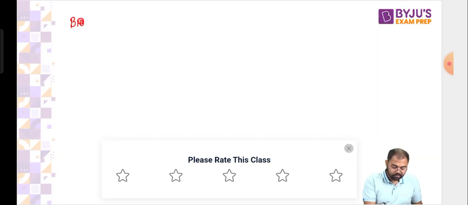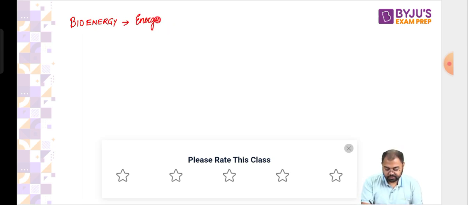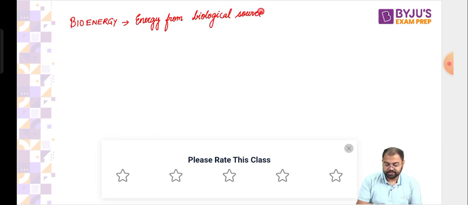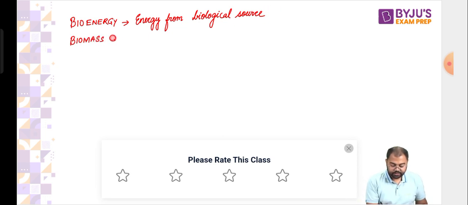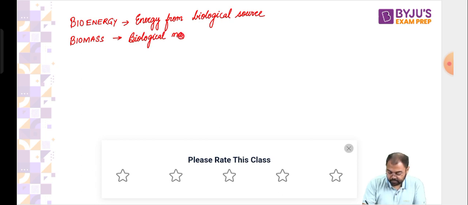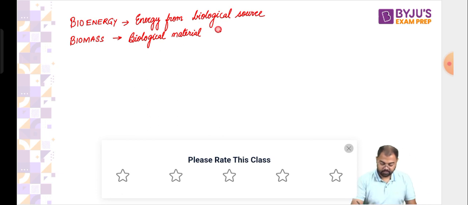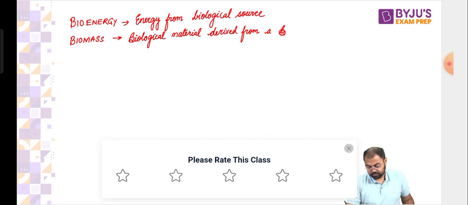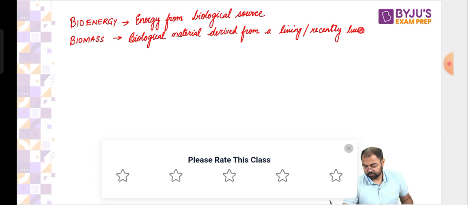So we have bioenergy, right? First of all, bioenergy is what? Bioenergy is nothing but energy from a biological source. Energy from a biological source will be called bioenergy, and this biological source is nothing but biomass. So what is biomass? Biomass is the biological material derived from a living or recently living organism. So this is what biomass is.